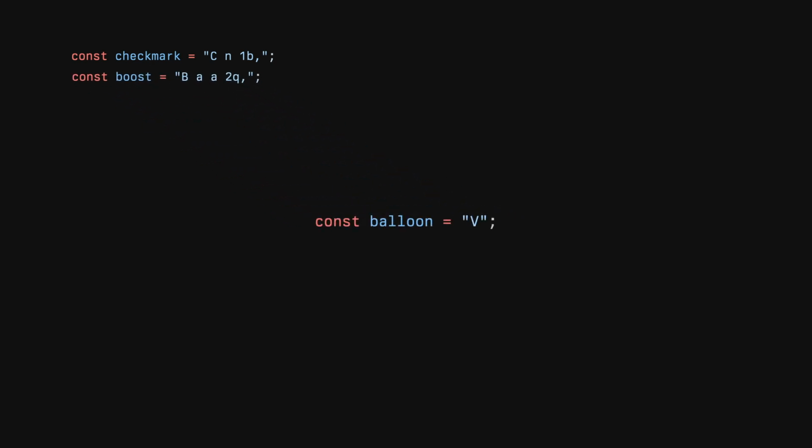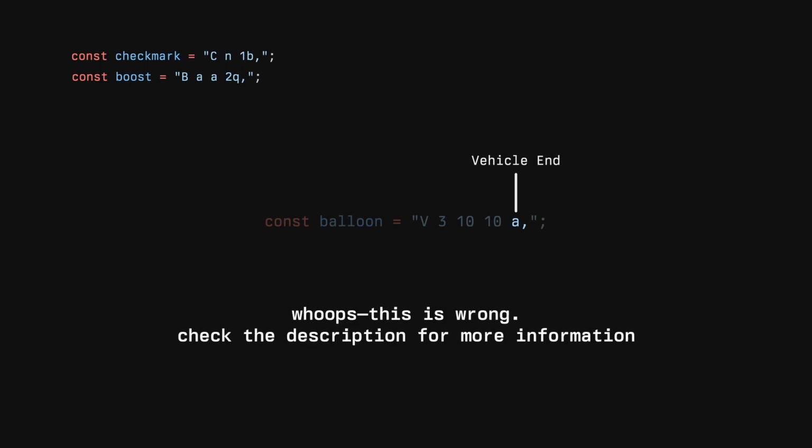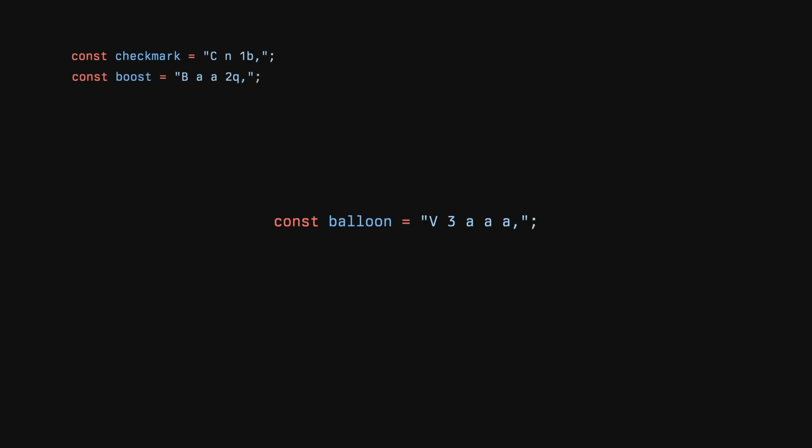Vehicles, such as balloons, follow a different format entirely. They start with a capital V, and then a number which represents the vehicle type. The vehicle's X and Y coordinates come after the vehicle type, and everything is closed off with an A and a comma. For vehicles, just the X and Y coordinate must be encoded in base 32.